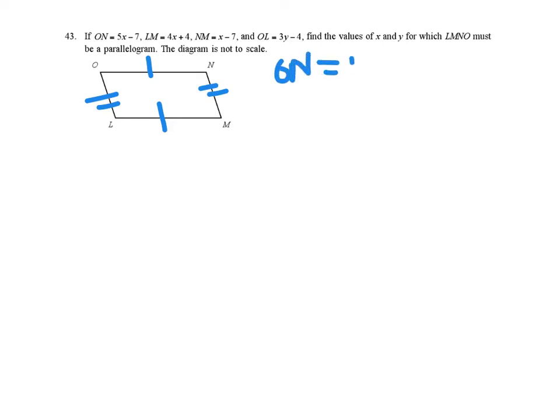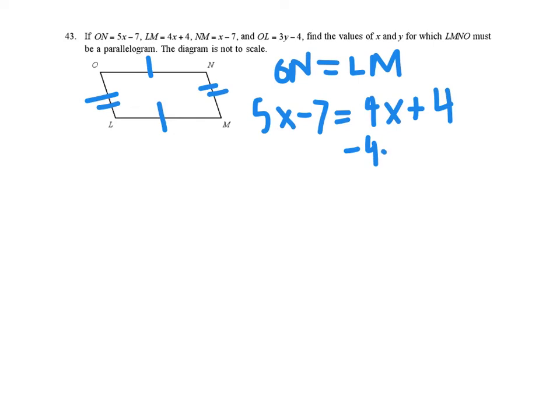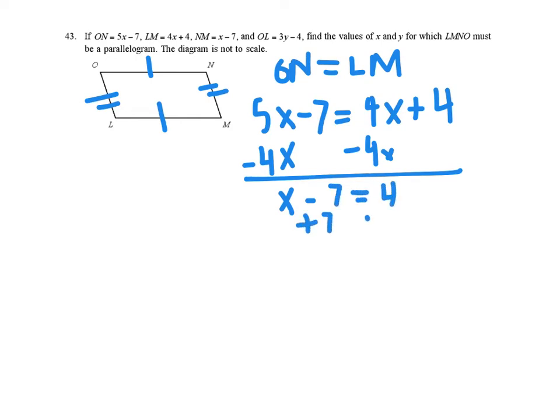equals LM. ON is 5x minus 7, and LM is 4x plus 4. We're going to go ahead and solve for x, so we will subtract 4x from both sides. When we do that, we get x minus 7 equals 4. We'll add 7 to both sides, and we get x equals 11.